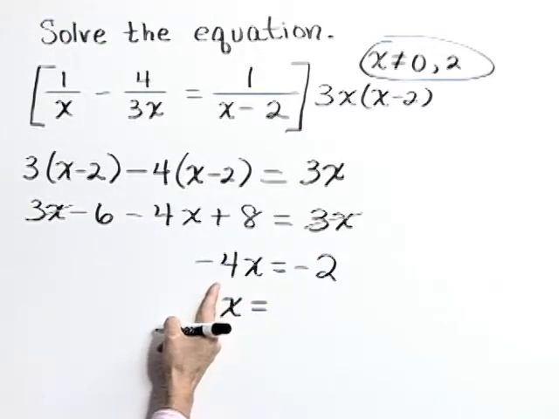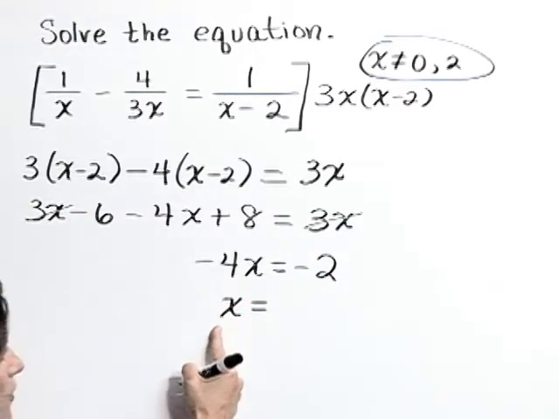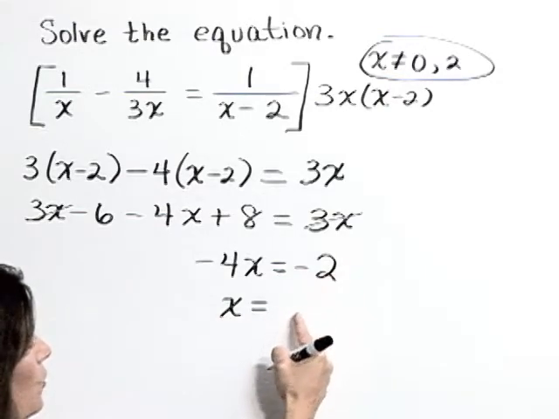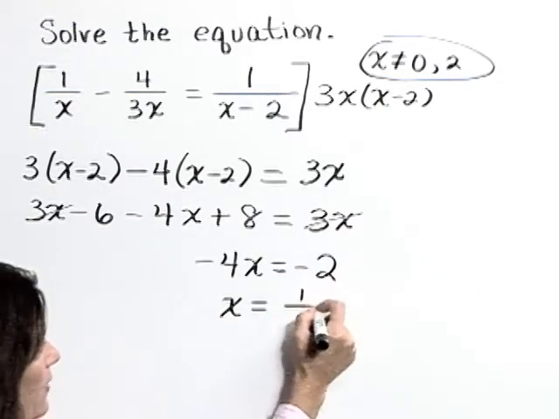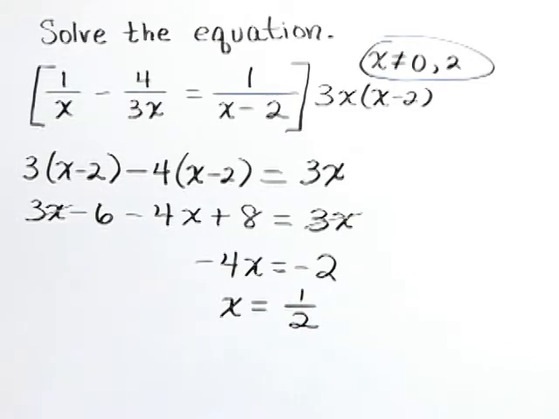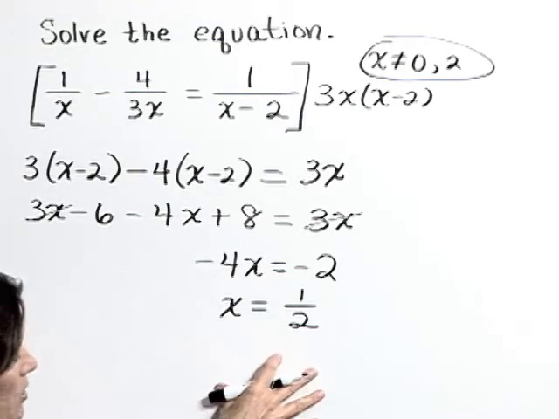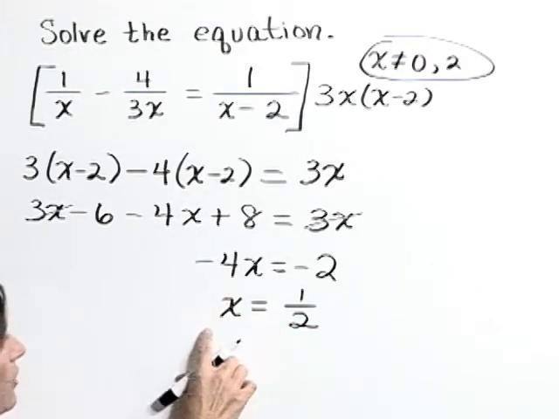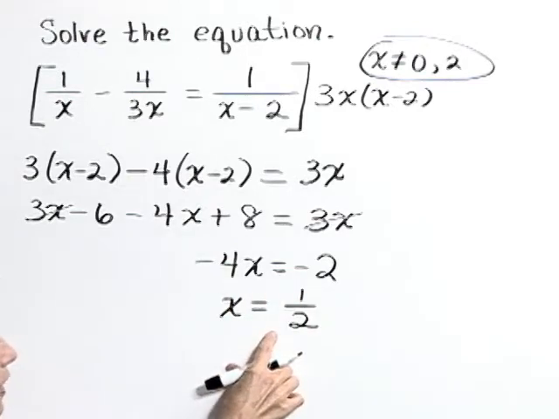Last step, divide both sides by negative 4. So x is equal to a negative 2 over negative 4, or a positive 1/2. Now notice that 1/2 does not cause a 0 denominator. Remember our previous restriction that x can't be 0, x can't be 2. So as long as we've done our algebra correctly, this is the correct solution.